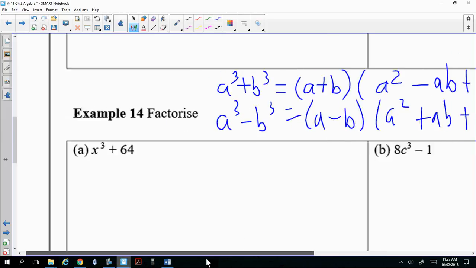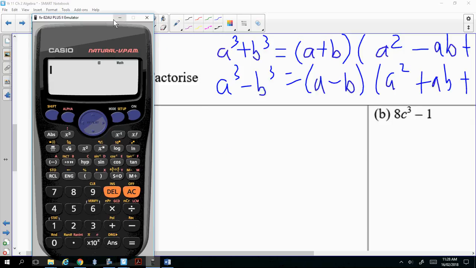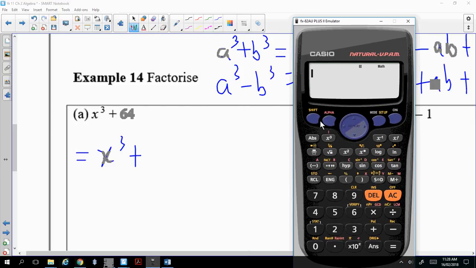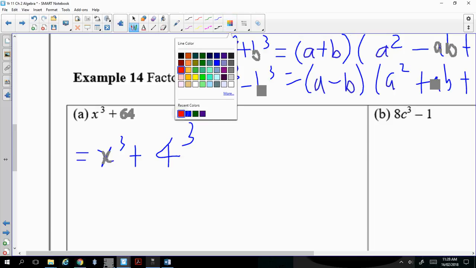In part A, you have to write that as x cubed plus something cubed. What cube becomes 64? How do I find out what cube becomes 64? You can use the calculator. Maybe just try finding the cube root of 64. You should get the answer 4. So that's 4 cubed, isn't it? And once you know that's 4 cubed, you know you have to use the first formula to factorize.